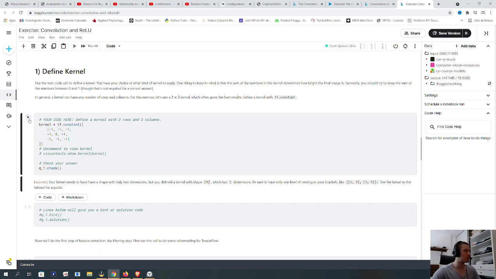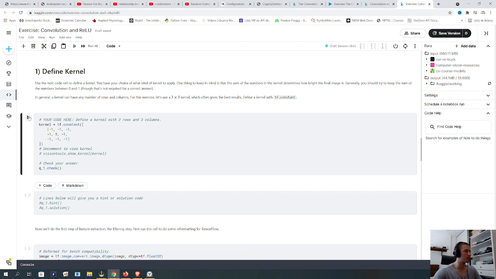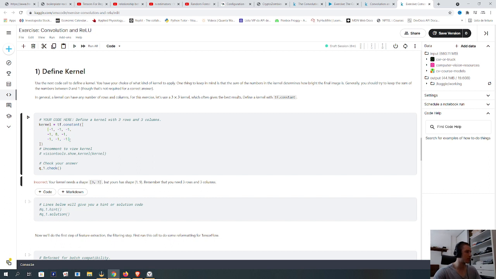So maybe it's this. Be sure to have only one level of nesting in your brackets. I think it's 1 for each line, I think. So it is 2-dimensional. Correct. Okay.